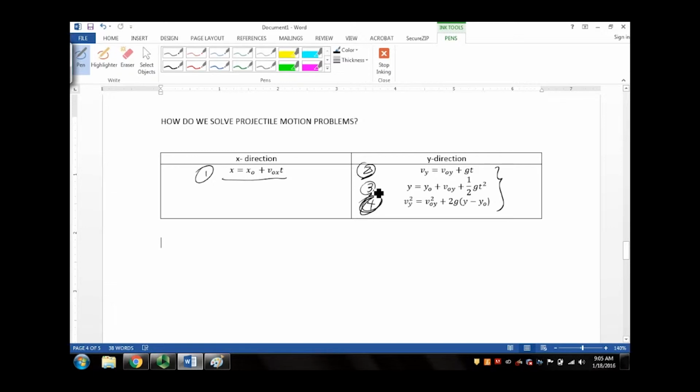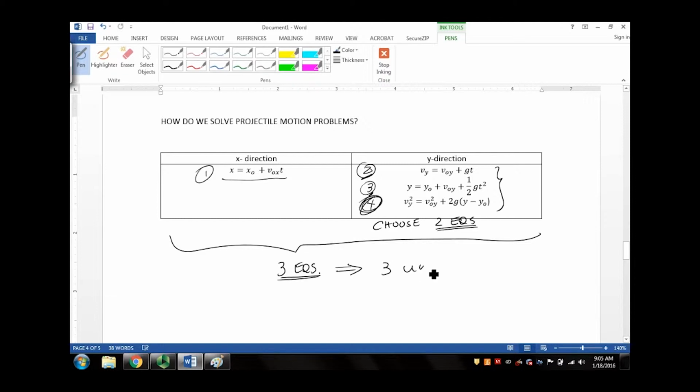So for the y direction, you can only choose 2 equations. You can't use all 3. Out of these 4 equations, we have 3 equations possible that we can use. What this means is that at most, you can only have 3 unknowns.